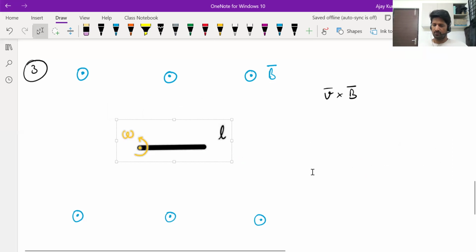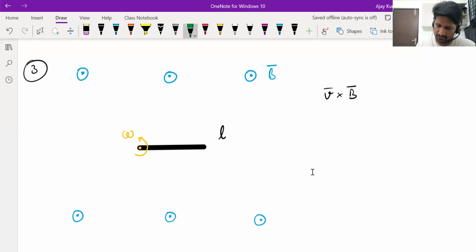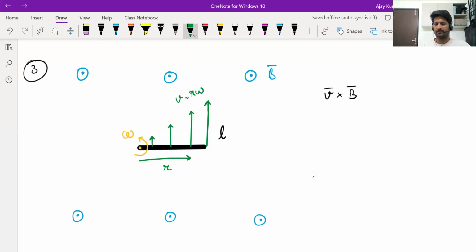When a rod rotates anti-clockwise like this, you consider any point of the rod or any one particle of the rod, they'll all be moving this way. For this particle, the velocity will be like this. For this particle, the velocity will be like this. The farther you go from the axis of rotation, greater the velocity of the particle. Why? Circular motion concepts, V is equal to R omega. They all rotate at the same rate, but whichever is at a greater distance R will have a greater speed, V is equal to R omega.